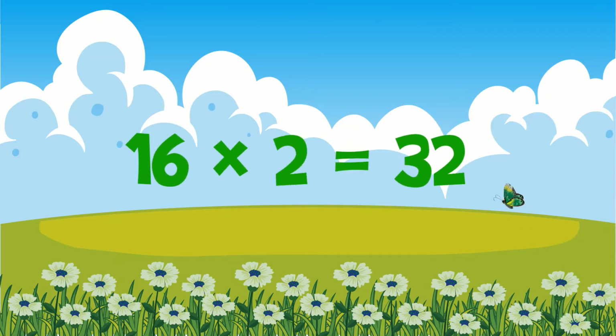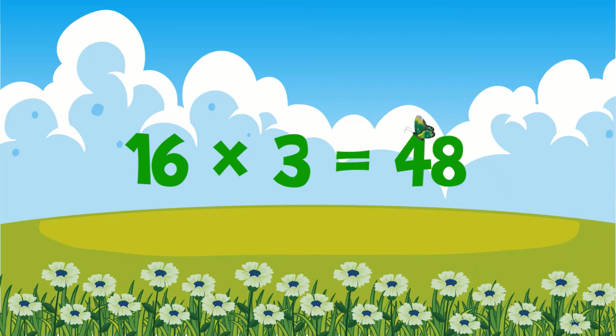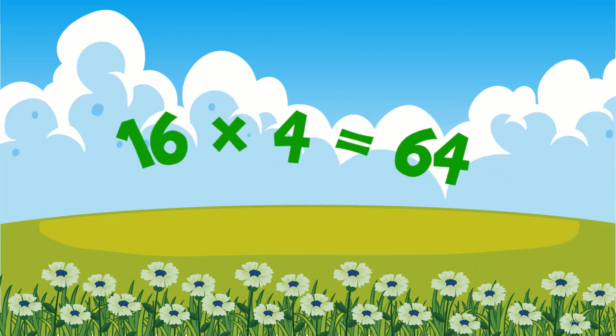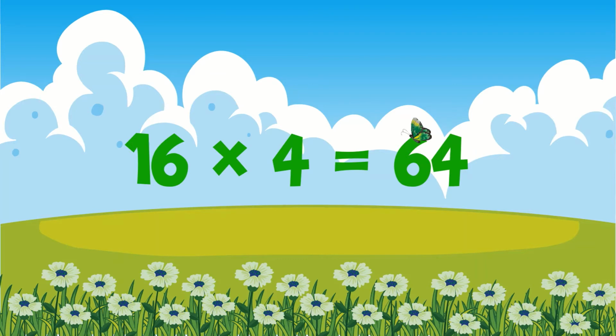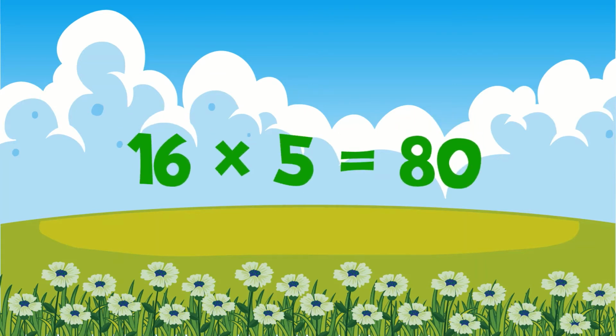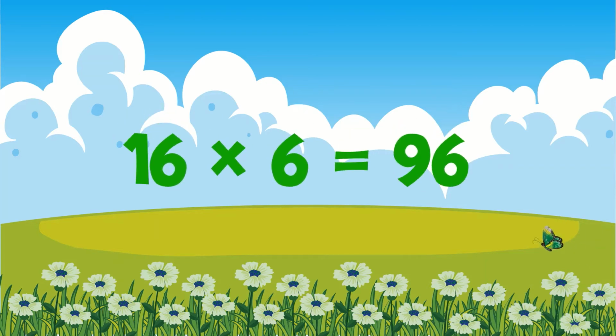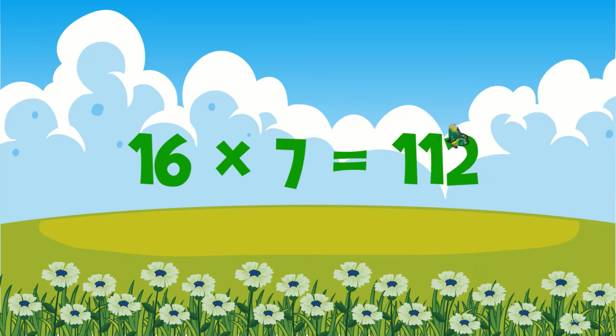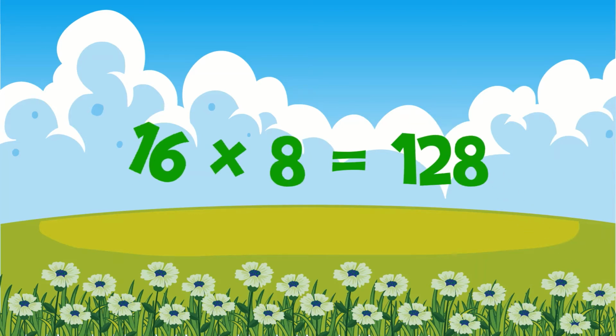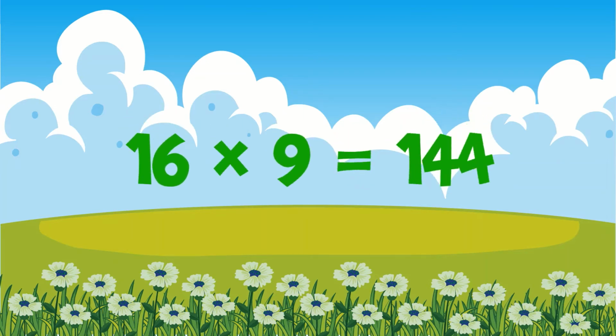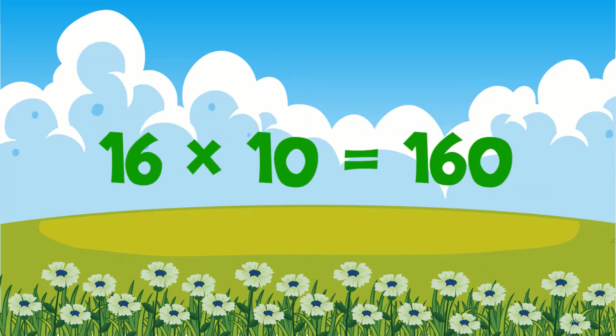16 twos are 32. 16 threes are 48. 16 fours are 64. 16 fives are 80. 16 sixes are 96. 16 sevens are 112. 16 eights are 128. 16 nines are 144. 16 tens are 160.